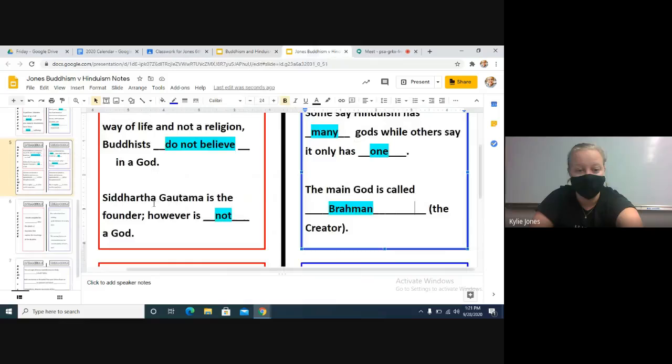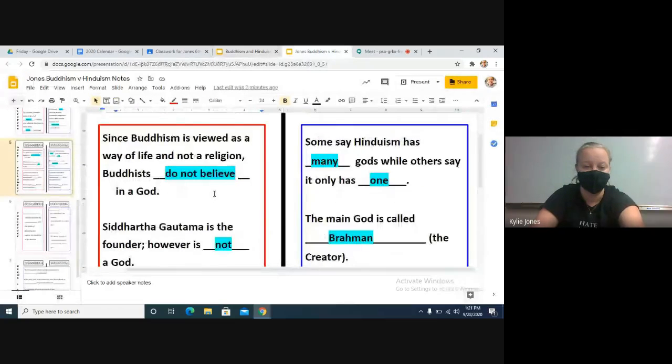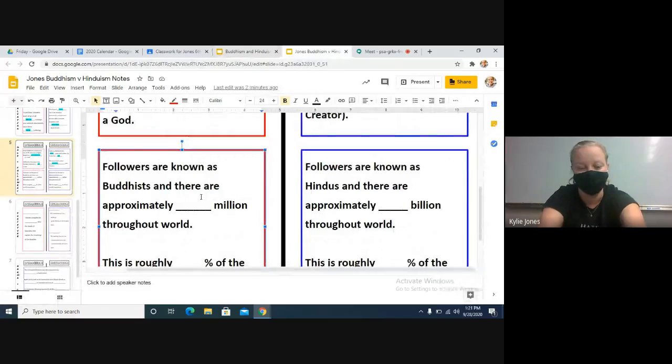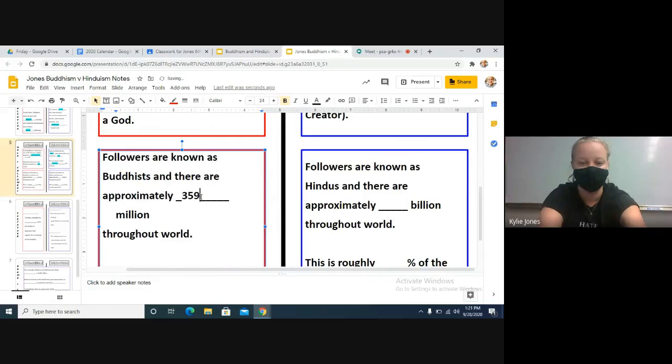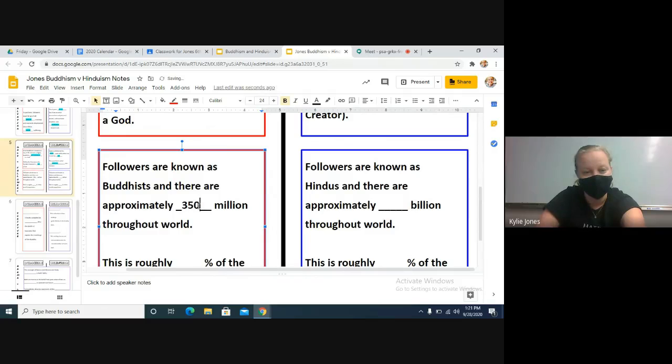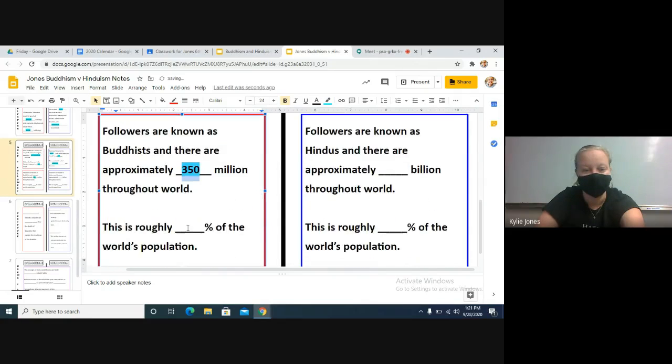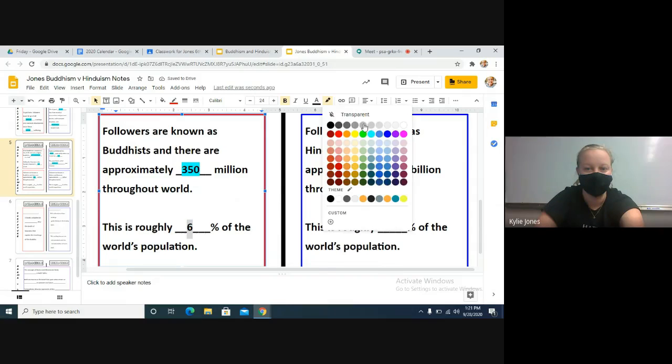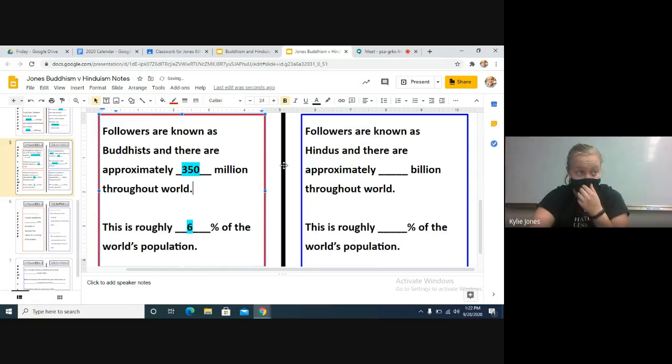Okay, so if we type that one out, our bottom box here, there are approximately, how many did I just say? 350, not 59, 350 million people throughout the world still follow Buddhism. And that is what percent of the world? Good, 6%. Good, give you 10 seconds to write that. Take a drink. On the other side. Yep, now we'll look at Hindu.